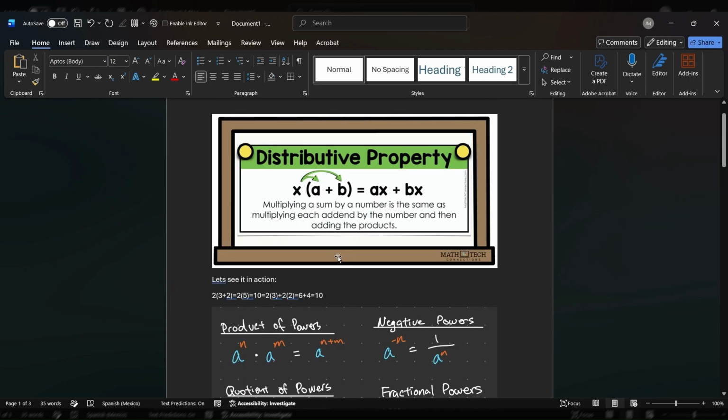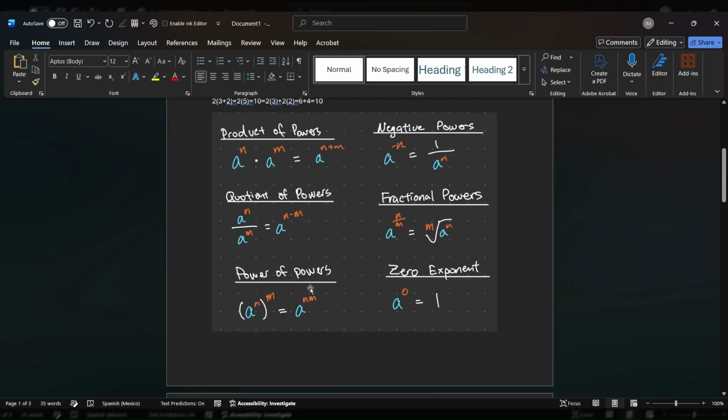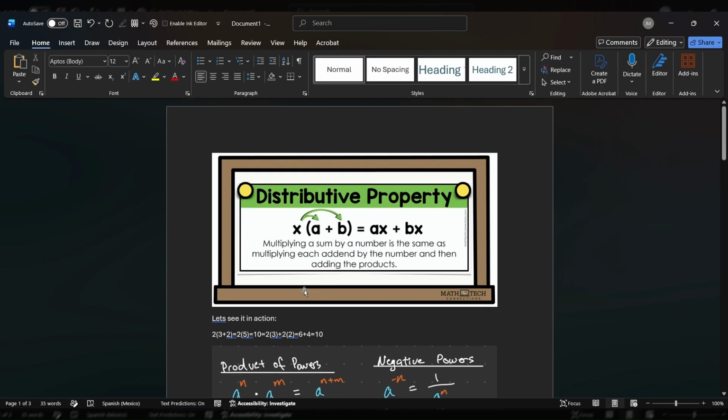Hi. Well, we're going to talk about the distributive property and also the laws of exponents. Okay, so let's get started. First thing, what is the distributive property?